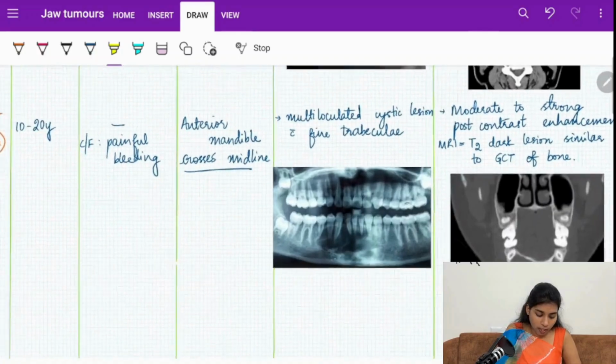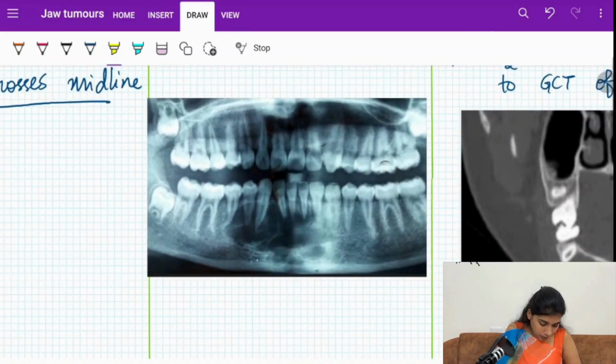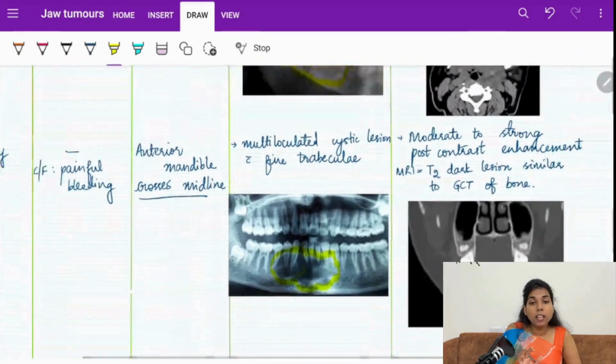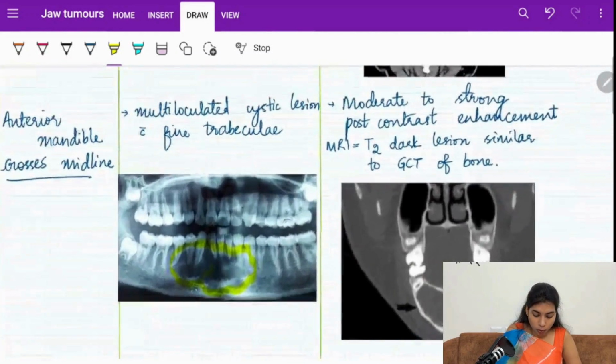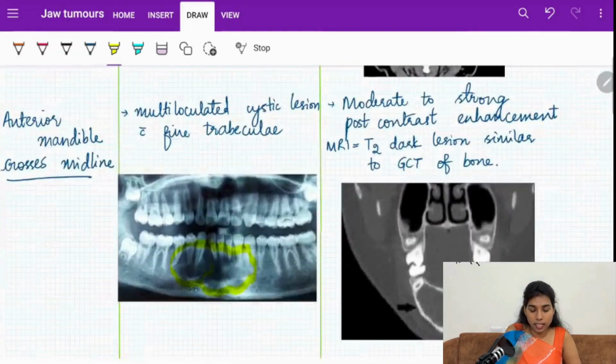On an OPG, we'll again see that it is a multiloculated cystic lesion. However, you can see there are fine trabeculae within it. However, once we go to the CT, what do we see? We see on contrast, moderate to intense post-contrast enhancement, and it has a very unique feature which is repeatedly asked in our exams, that is on MRI it's a T2 dark lesion. Another bone tumor which is T2 dark is giant cell tumor. Very important question.